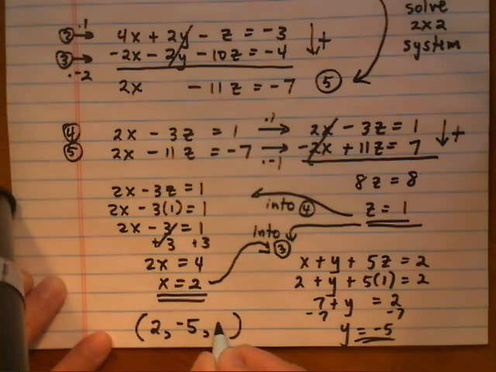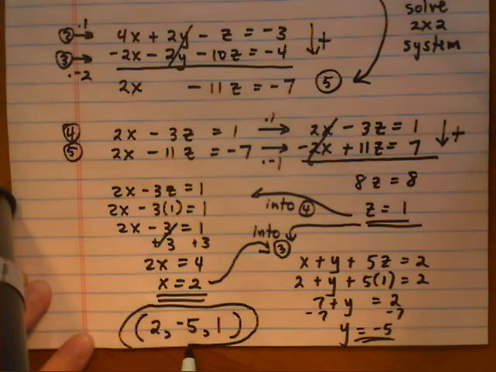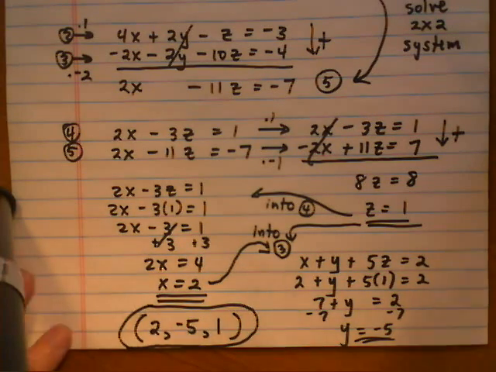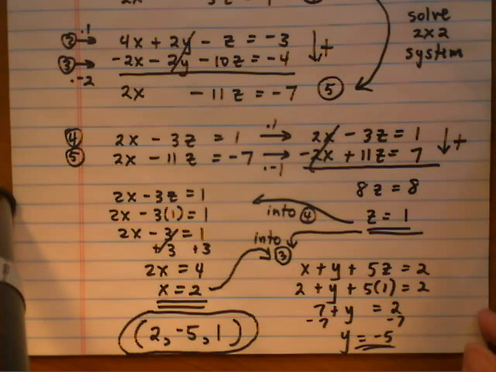And as a check, you would want to substitute the ordered triple into all equations of the system, the starting equations, 1, 2, and 3, and make sure that they do give a true statement in each one. And that verifies that, yes, this is the solution to the system.